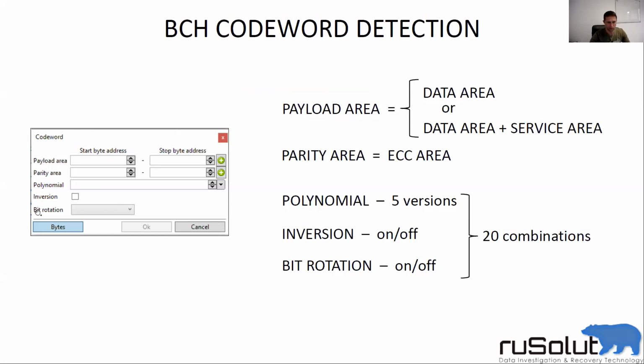So let's talk about them in more detail. So first of all, it's a payload area and parity area. Payload area, it's the area which is protected by ECC. So the area where we do fix bit errors. And payload area, it could be either data area only, in case of SM controllers, for example, or it can be data area plus service area, in case of FISM controllers. That's payload area.